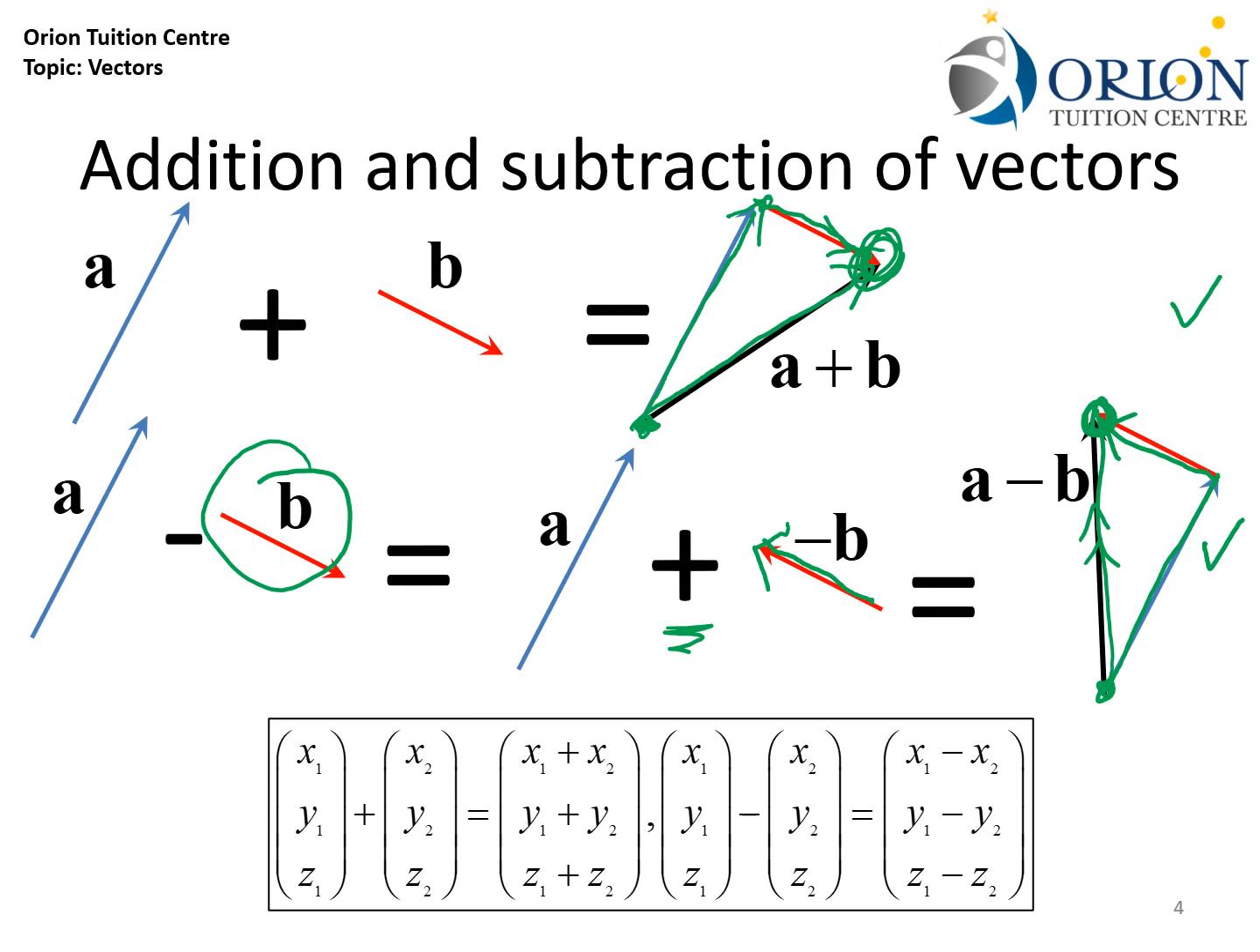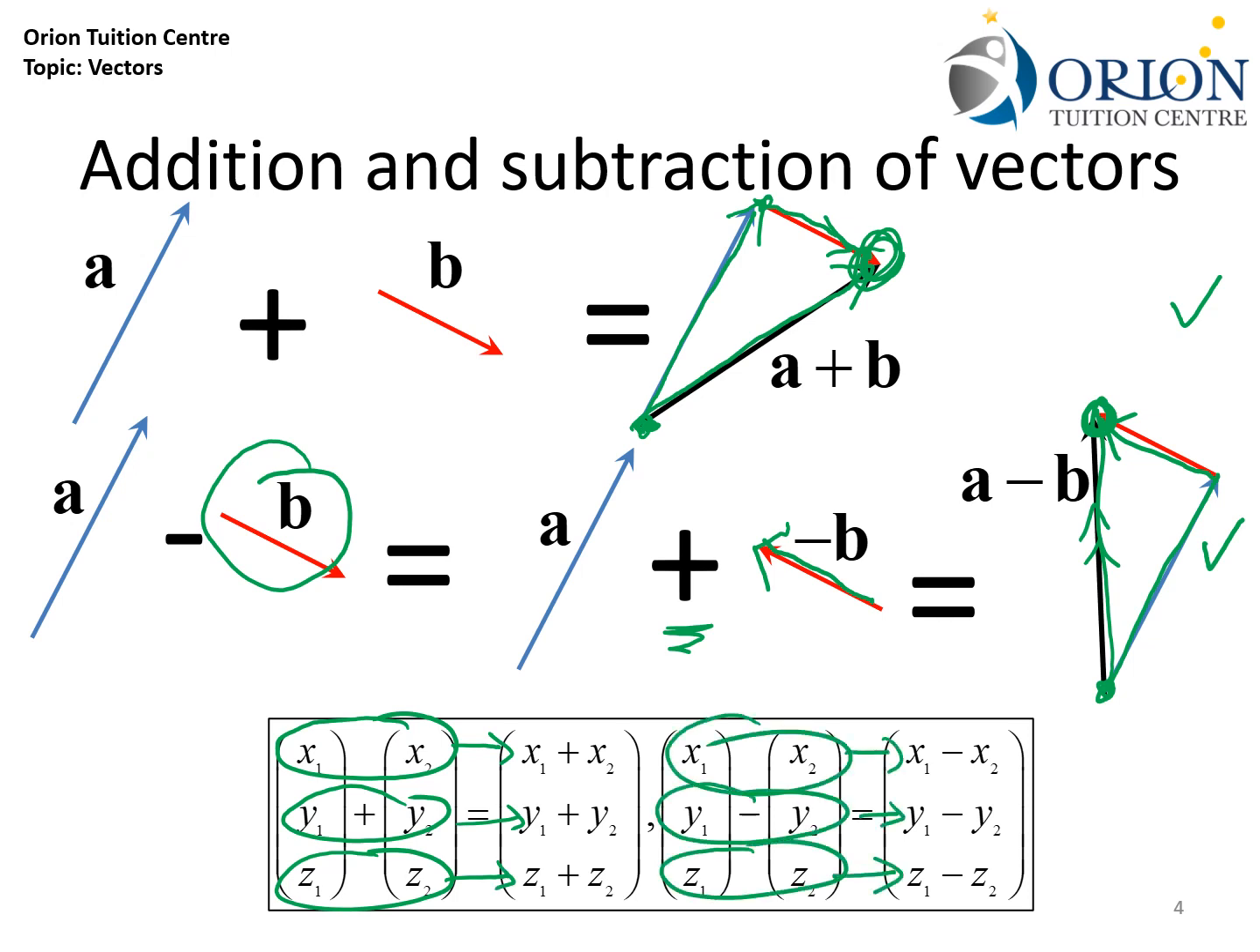Numerically, how we can perform this addition and subtraction is very easy. We simply just have to add or subtract the individual components up, and we will end up with the third vector, which is the result of addition or subtraction.